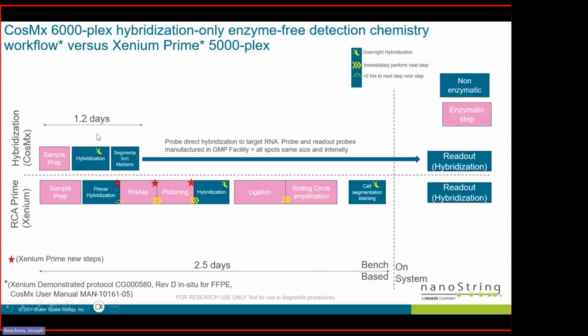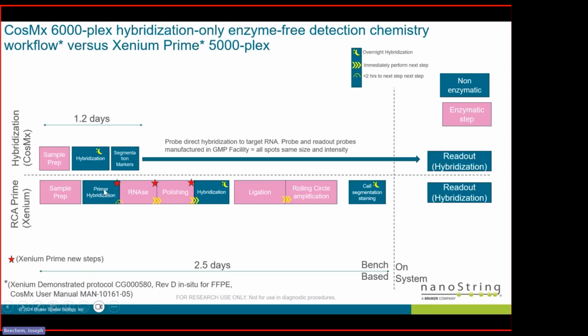Now, it turned out that the way CosMx was designed, it's got the same protocol no matter what plex you do. It's exactly the same. It was designed so our 1,000 plex, 6,000 plex, and whole transcriptome imaging CosMx has exactly the same workflow. You hybridize, you light up your protein segmentation markers, and you read it out. That's it. Simple. Now, when Xenium went high-plex with the rolling circle amplification, they actually had to add a whole new series of steps that didn't exist before.